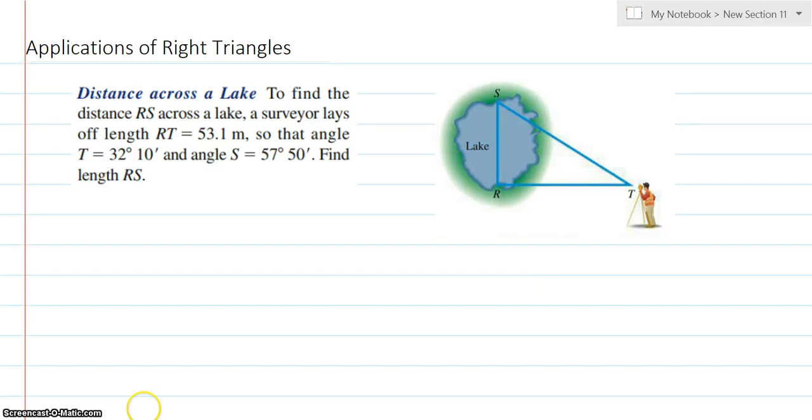Hello, this is Jennifer Martinez, and in this video we're going to look at applications of right triangles using trig functions. The first example we're going to look at is the distance across a lake.